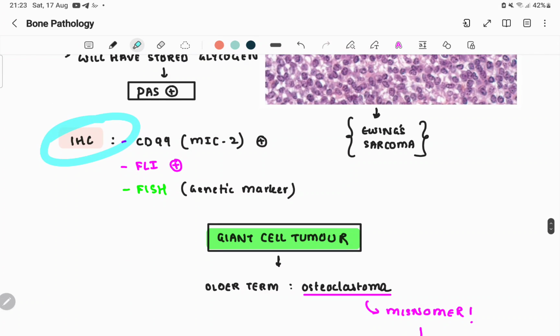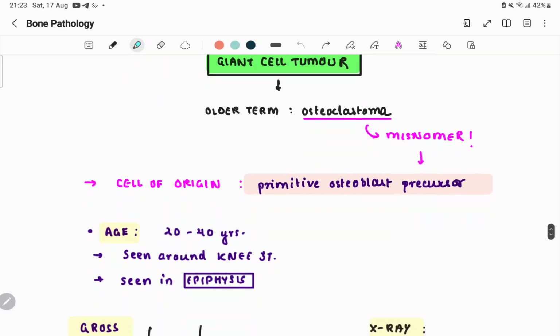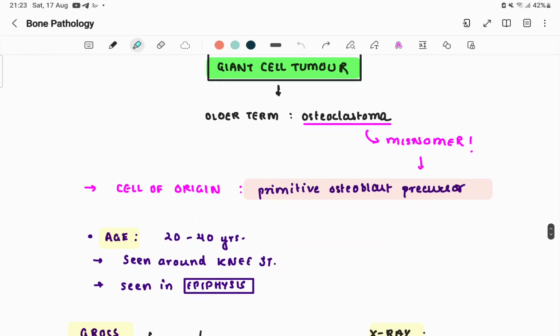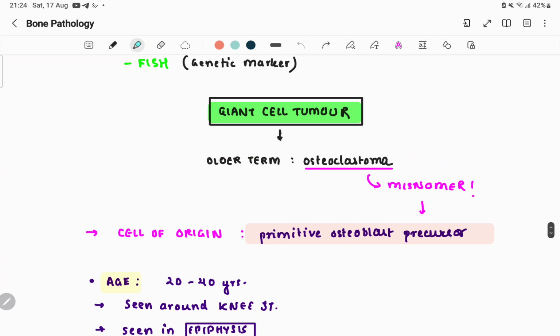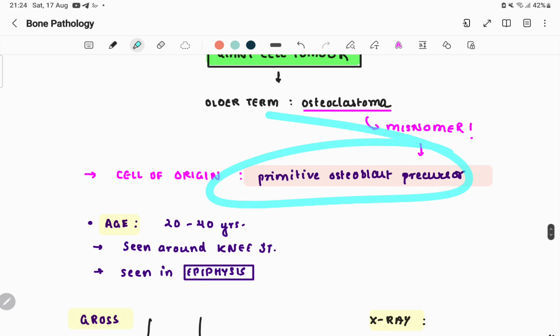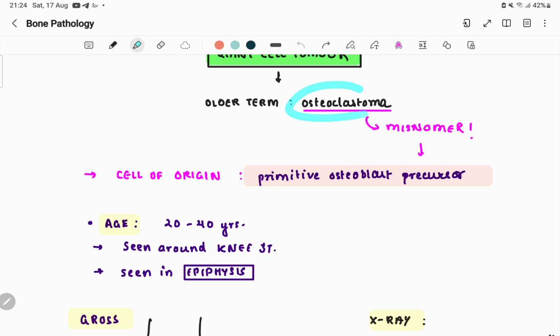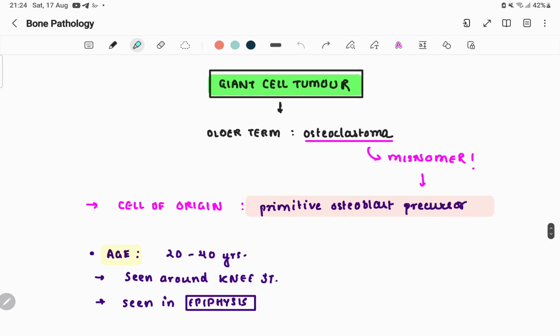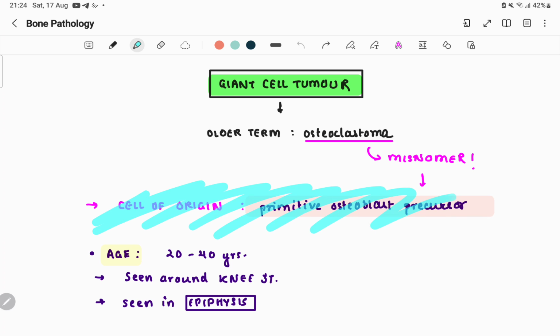Then immunohistochemistry: CD99 positive, FLI positive, and FISH, fluorescence in situ hybridization, is the genetic marker. So FISH will also be positive here. Understood? Let's come to the giant cell tumor. The older term was osteoclastoma, but it is a misnomer since there is no involvement of osteoclasts. The cell of origin is actually the osteoblast precursor, but previously it was thought to originate from osteoclasts. That's why it was called osteoclastoma, but it is now a misnomer. We know now the cell of origin is a primitive osteoblast precursor.